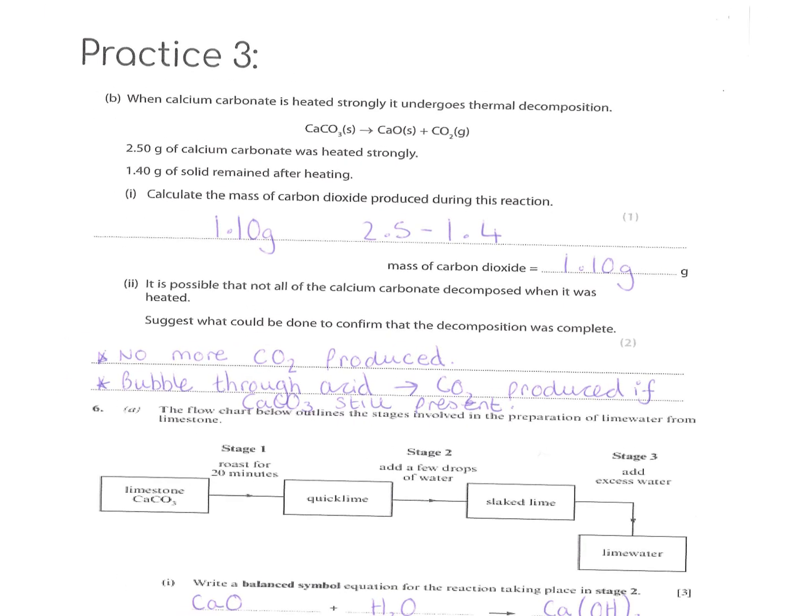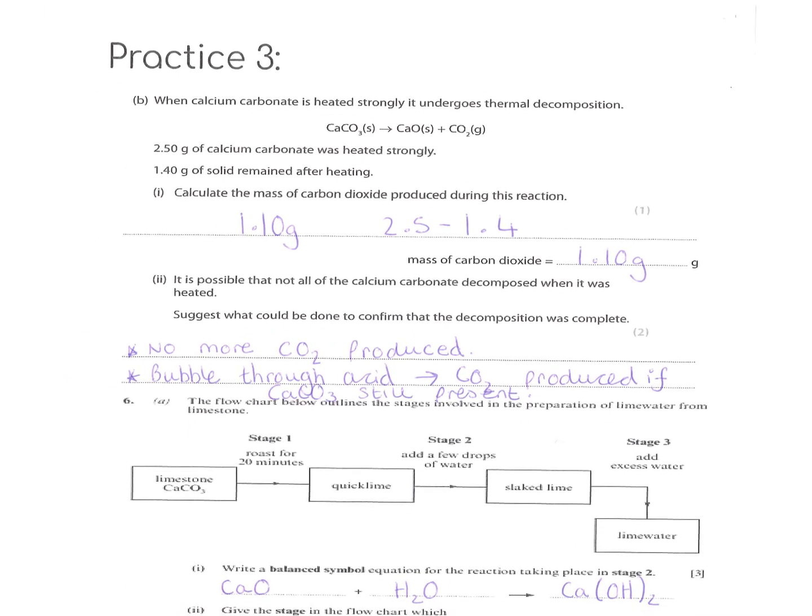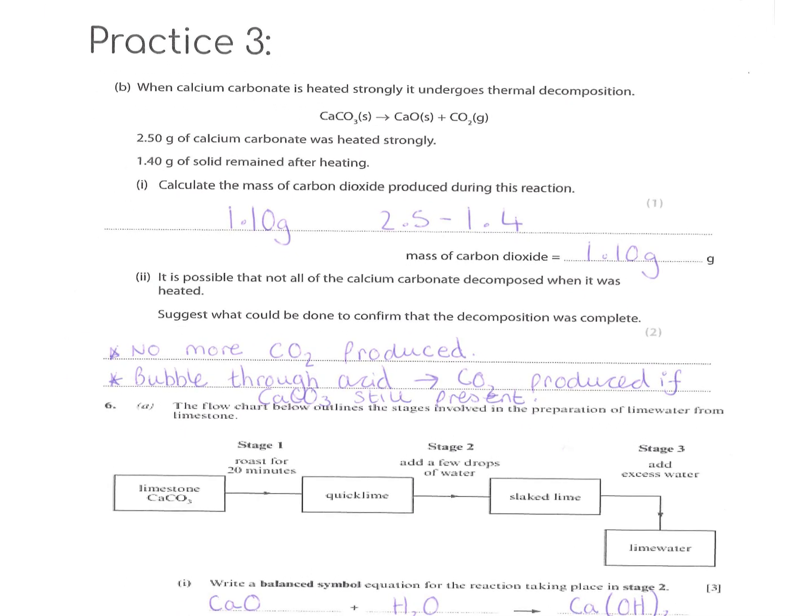A little bit of maths now, quite a nice easy maths. At the start, you've got 2.5 grams of calcium carbonate. 1.4 grams of the solid remained after heating, so take that away. So you've got 1.1 grams of the carbon dioxide. So it's always: mass cannot be created or destroyed. So you've got 2.5 here. It means these need to add up to 2.5.